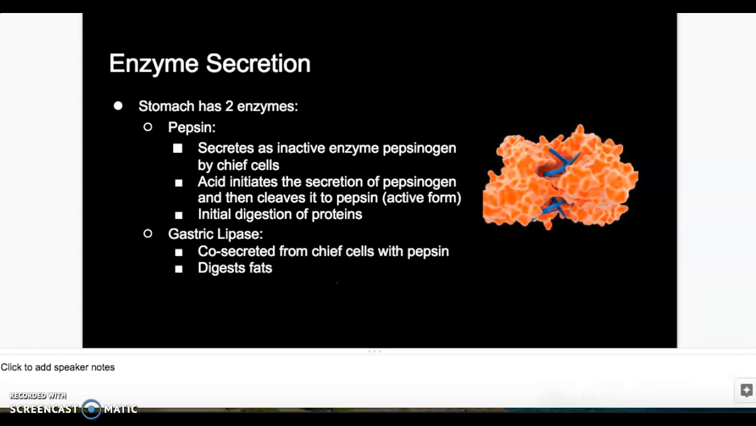That is why it's super important for us to have pepsin in the stomach, because we need those proteins to start getting digested early on, so that it's easier for the small intestine to absorb everything it needs to.